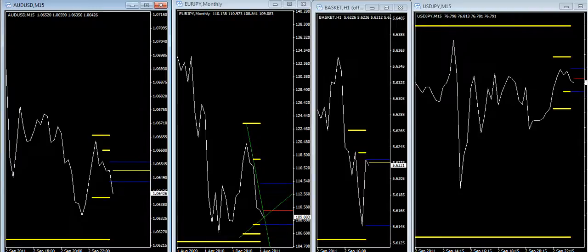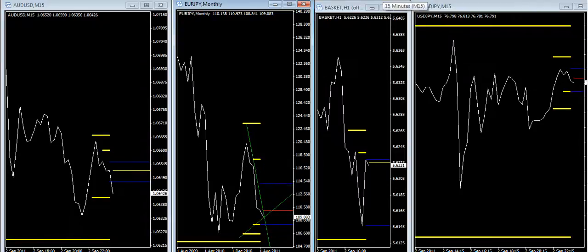M15, we should be trading that long, shouldn't we? It's a long trend. Here, monthly, short. We should be trading that as a short trend and preferably at the higher high. We should have started trading that one there.